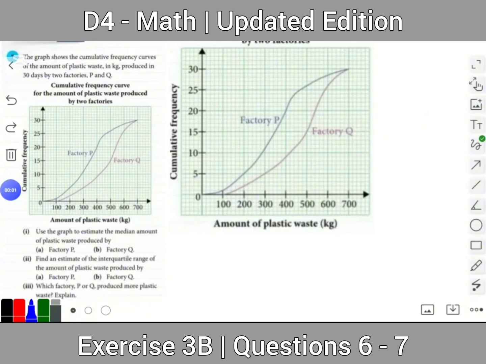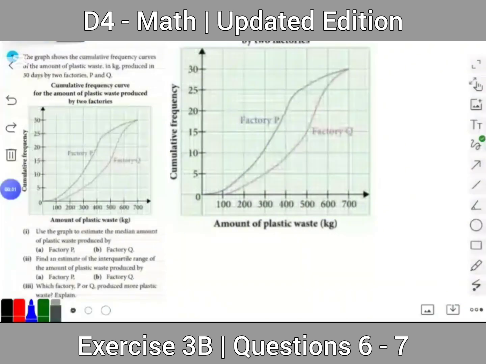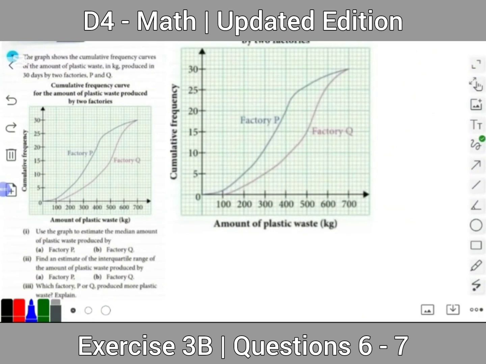Now for question 7, the graph shows the cumulative frequency curves of the amount of plastic waste in kg produced in 30 days by two factories P and Q. Along x-axis we have amount of plastic waste and along y-axis we have cumulative frequency, and we can see the two cumulative frequency curves. The first curve represents factory P and the second curve represents factory Q. Now in the part 1, use the graph to estimate the median amount of the plastic waste produced by factory P. So first we have to understand the scale along x-axis.